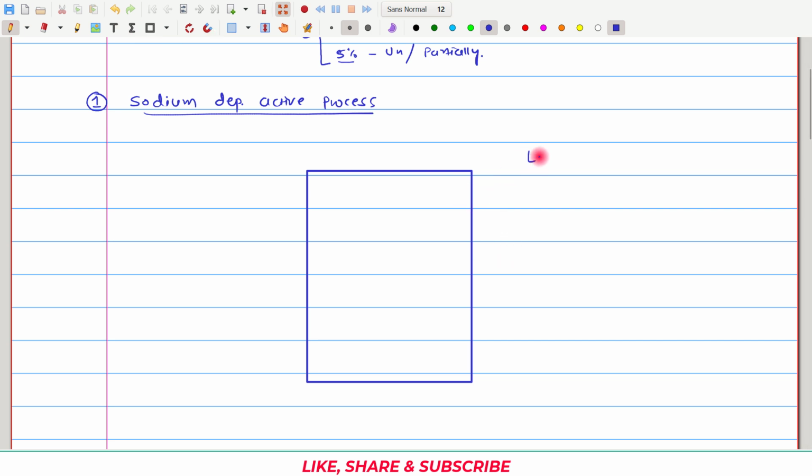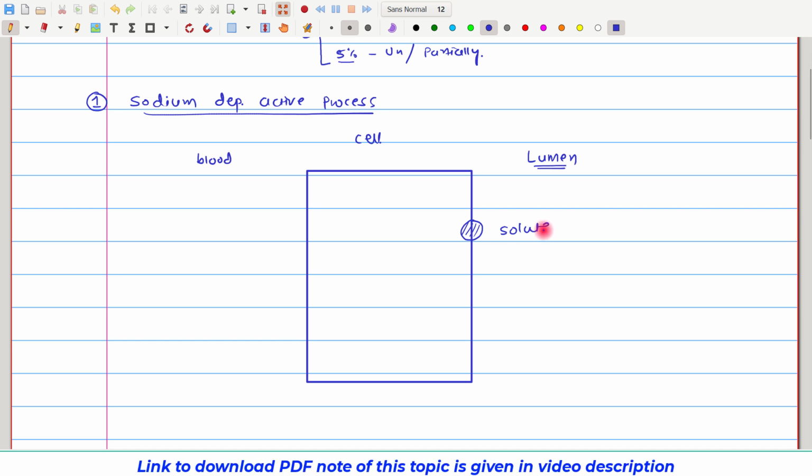On this side we have a lumen, and on this side we have blood, and this is our intestinal cell. The cell membrane which faces the lumen, we call the apical cell membrane, whereas the rest of the cell membrane is called the basolateral cell membrane. In the apical surface of the cell membrane, there is one transporter called a solute carrier protein, often abbreviated as SLC. This solute carrier protein is on the apical side of the cell membrane.